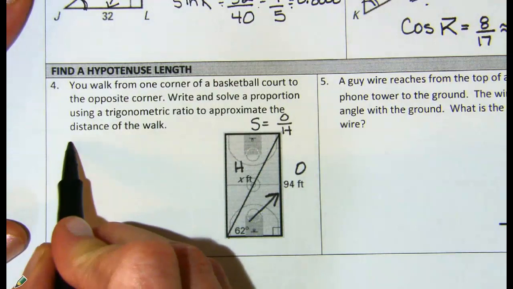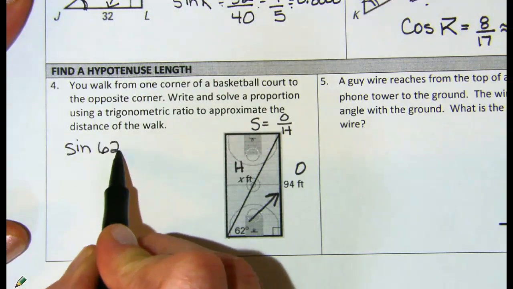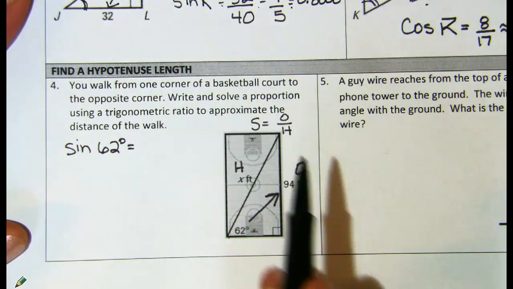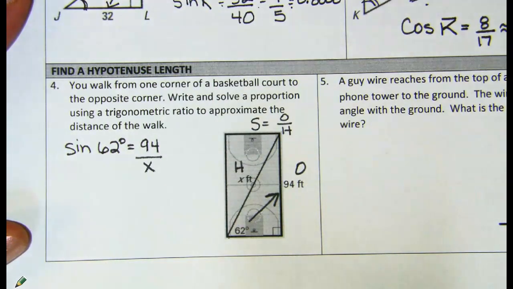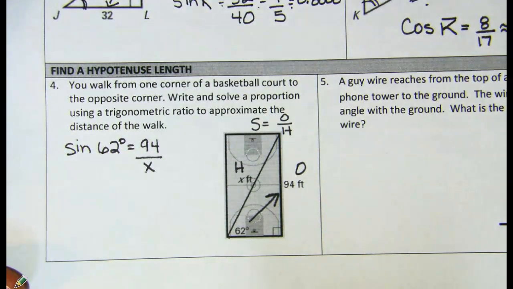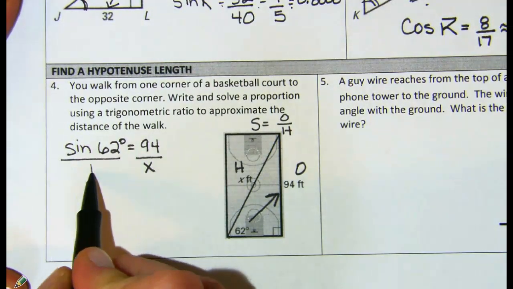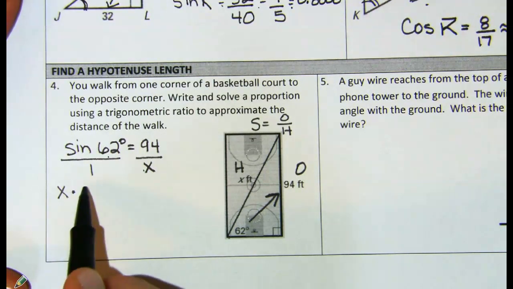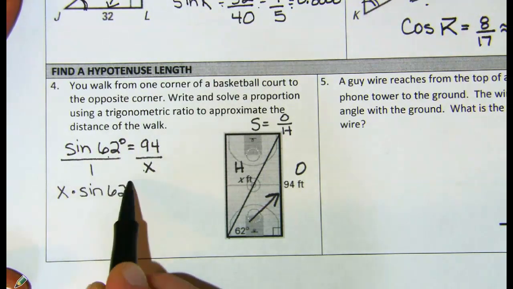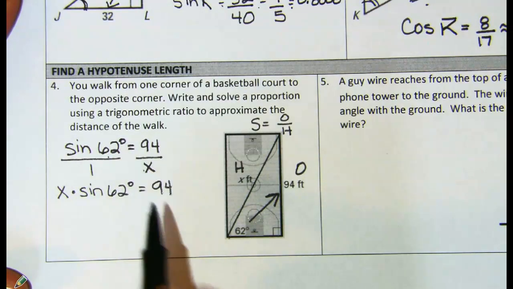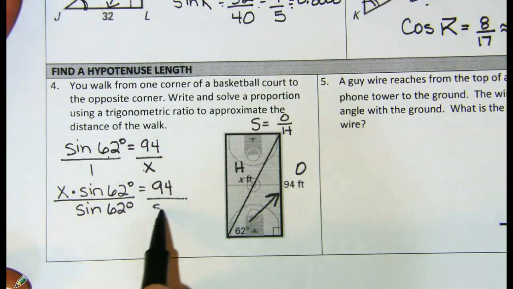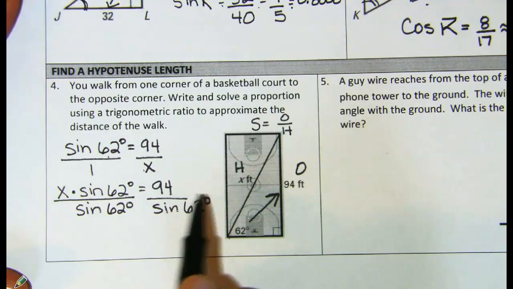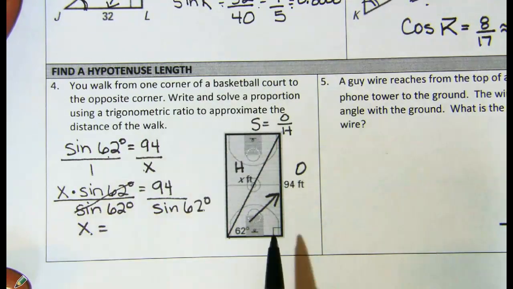So we are going to do sine 62 degrees equals opposite 94 over the hypotenuse x. Now these are going to solve just like you did with the tangent ratio. You are going to cross multiply. So pretend there's a 1 here, cross multiply. x times sine 62 degrees equals 94. To get x by itself, divide both sides by sine 62. Make sure that calculator is in degree mode.